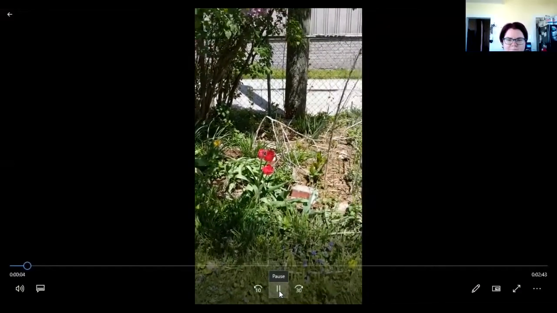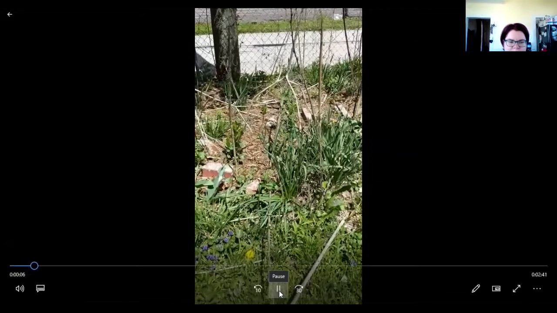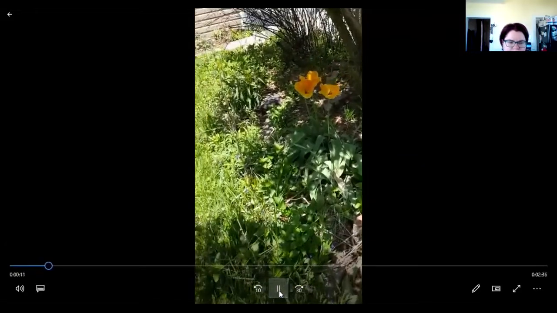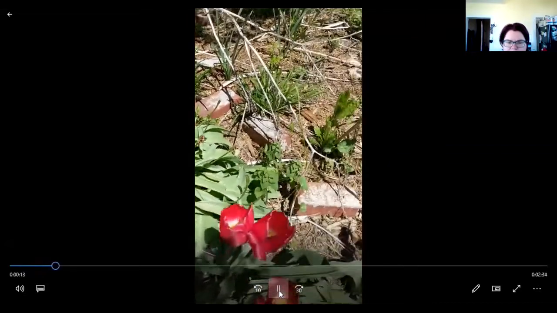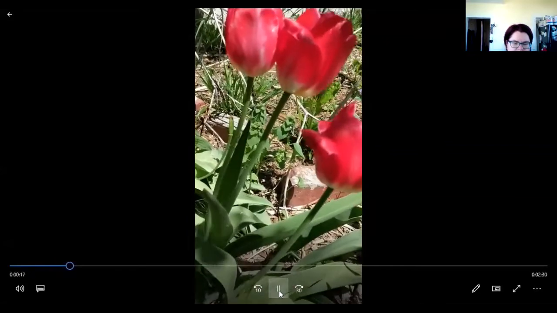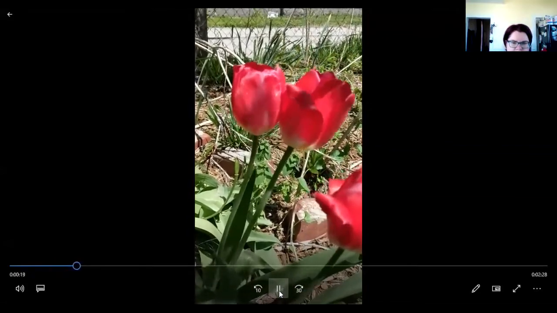And we are looking at some plants that are in my yard. Wow, this is so exciting. I love plants. So let's look at this plant right here. This is a tulip. It's a flower.